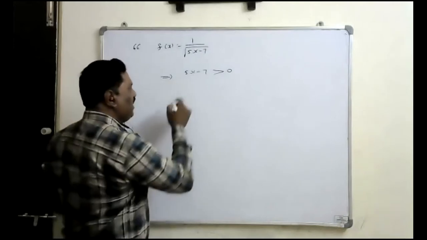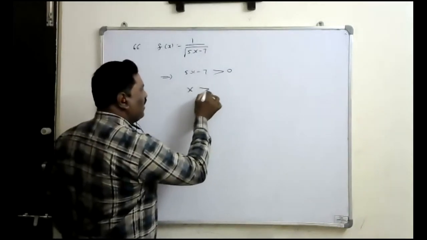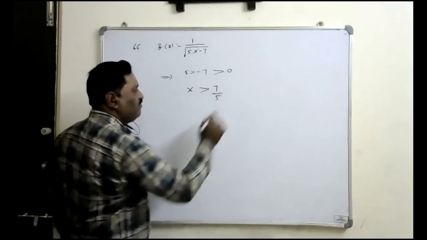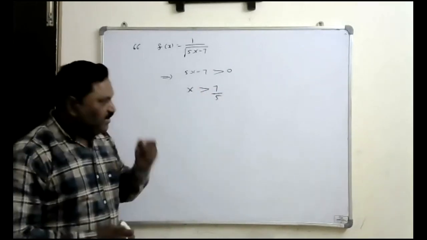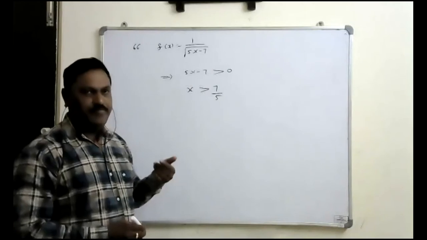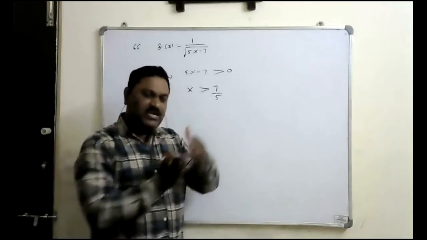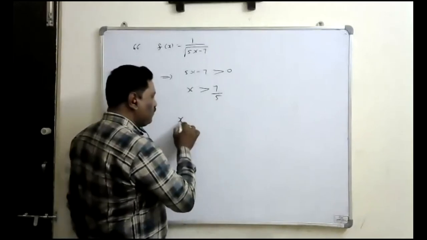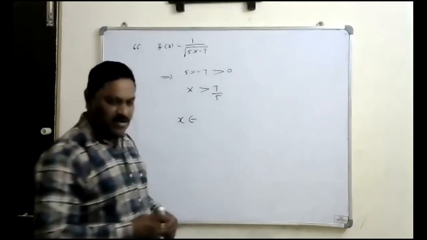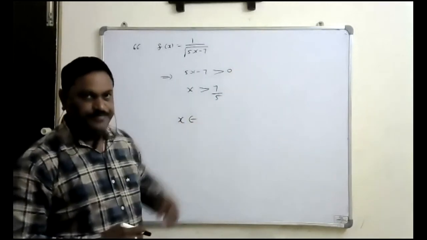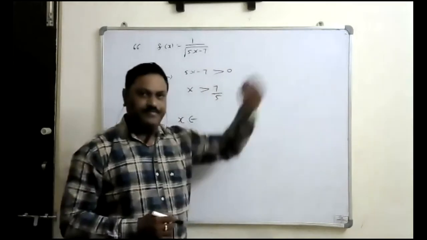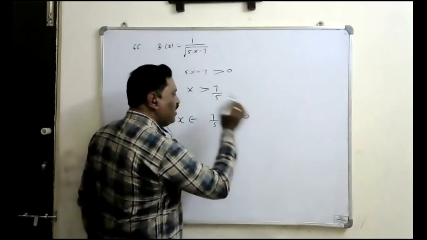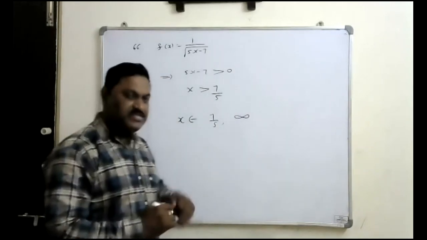Then from this you will find the value of the x. Therefore x is greater than, minus 7, other side is the plus 7 and divided by the 5, 7 by 5. So we have to take x value greater than 7 by 5. Greater than means 7 by 5 से ज्यादा लेना पड़ेगा. ज्यादा मतलब कहां तक लेना पड़ेगा? सबसे बड़ा वैल्यू क्या है? Infinity. तो 7 by 5 से इन्फिनिटी तक लेना पड़ेगा.